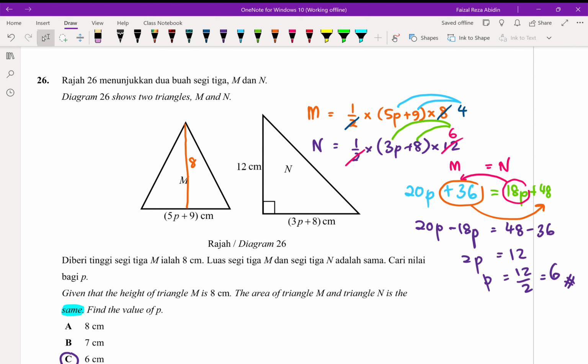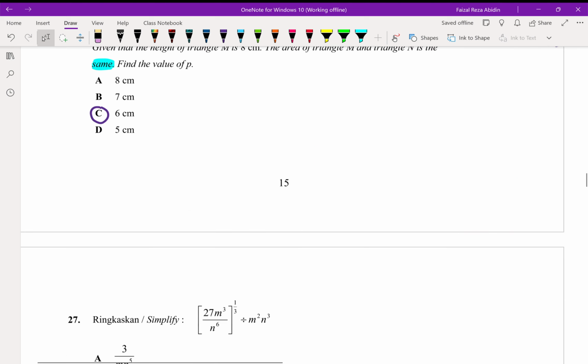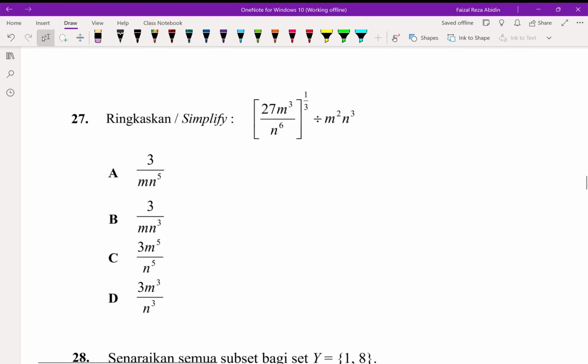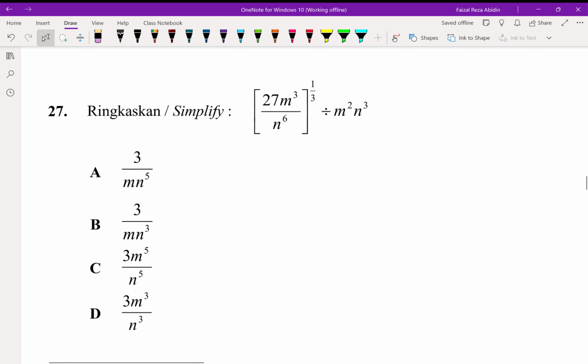Next, 27. Can I proceed? Yes. Okay. Indices, isn't it? Form 3. Yeah, form 3. Okay, what we have, the first one over here, 27m cubed. What you got there? The first, in the bracket. Can I solve in the bracket here first? If I want to make it into one equation, means that n^6 there, I'm going to bring up. So, you are going to get over here 27m cubed and n negative 6. Am I right? Okay.